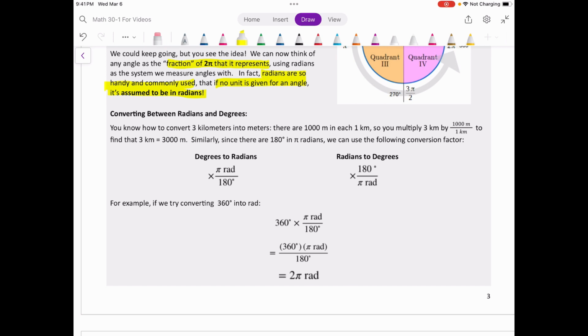We should be able to convert from one to the other, right? Every measure in degrees has an equivalent measure in radians. For example, 2 pi radians is the same thing as 360 degrees.